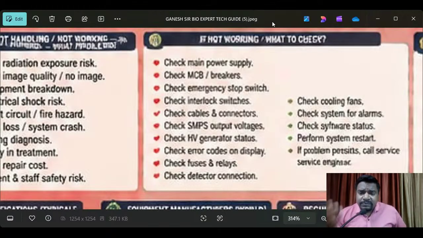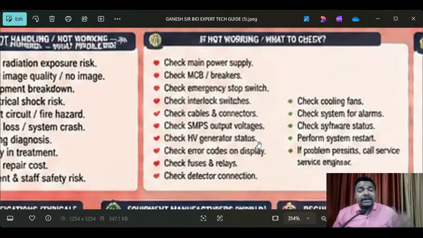Sometimes things happen suddenly, then you have to observe very clearly. If any instructions or guidance are needed, then after finishing the work, whenever you hand over the equipment, you have to give the instructions: don't do this, these problems will come. Please be careful, and give the instructions very politely, with dignity and professionalism. And check the emergency stop switch, which is available and red in color. Next, check interlock switches, check cables and connectors, check SMPS output voltages and check HV generator status.